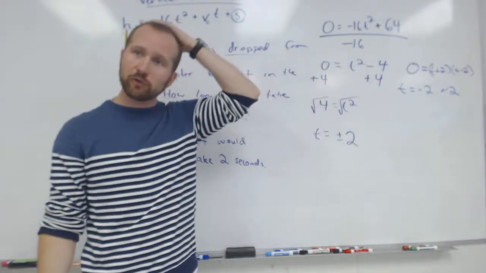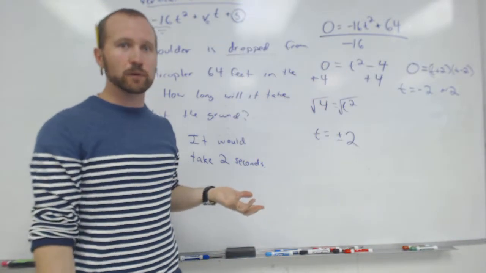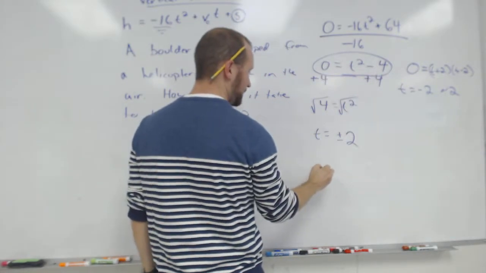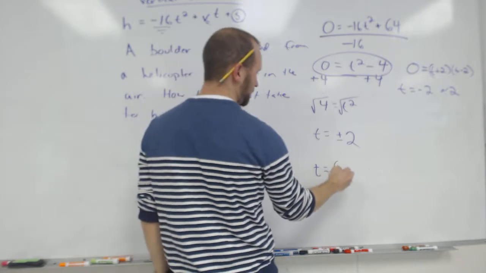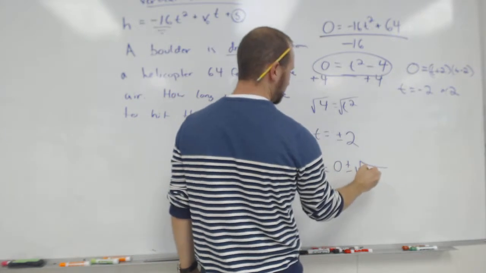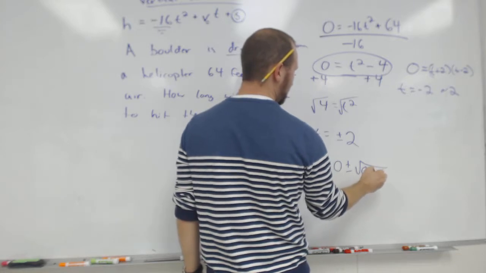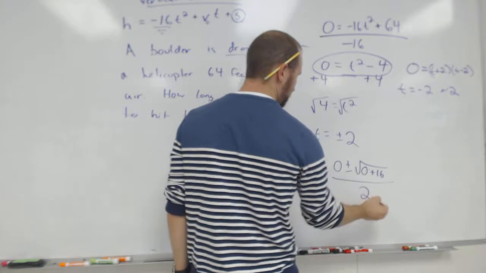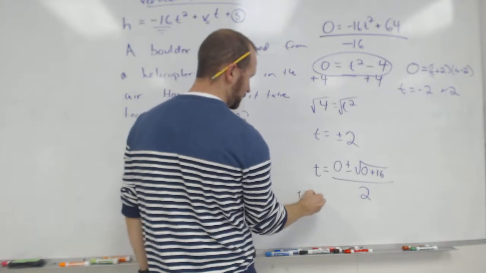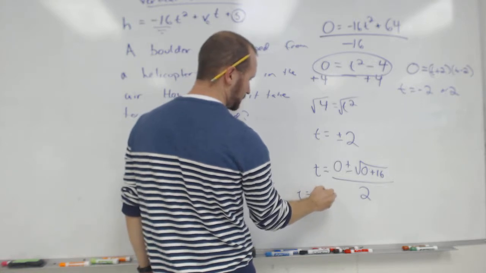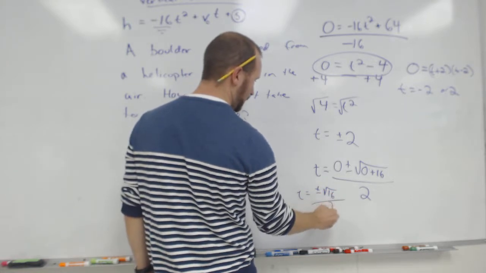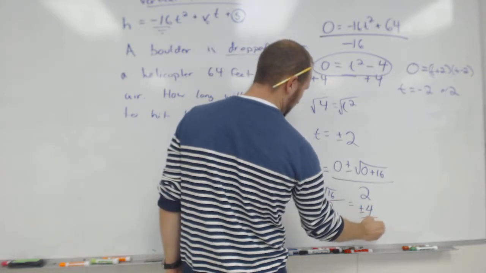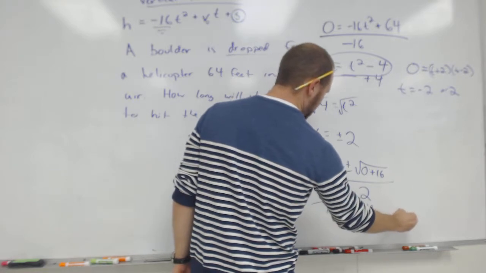You could have used the quadratic formula. It would end up being really simple, actually. The quadratic formula for this would be t equals negative b, which is 0, plus or minus the square root of 0 minus 4ac, which is plus 16, divided by 2. So t equals positive or negative square root of 16 divided by 2, which is positive or negative 4 divided by 2, which is positive or negative 2.